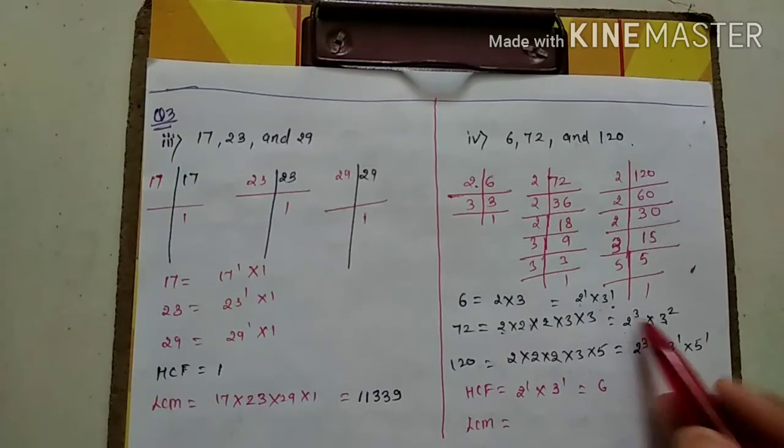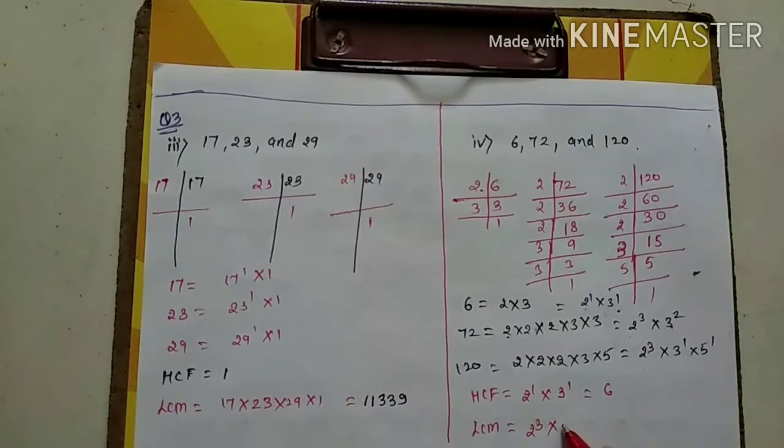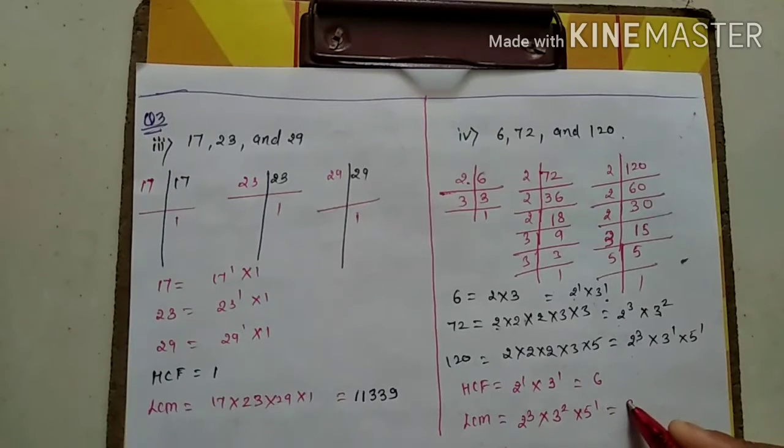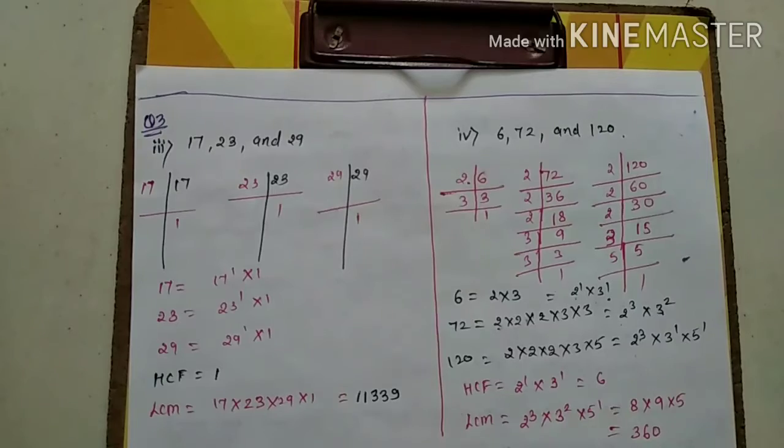LCM will be the highest powers: 2 the power 3, 3 the power 2 into 5 the power 1. Multiply: 2 the power 3 is 8, 3 the power 2 is 9, 5 as it is. Multiply, what are you getting? 8 9s are how much? 72. 72 5s are 360. Your answer is 360. So this is the way you have to solve this question.